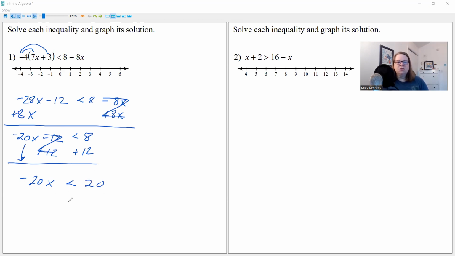Just like if this was -20x equals 20, we would divide both sides by whatever's in front of x, right? We would divide by -20. We're going to do the same thing over here: divide by -20, divide by -20.